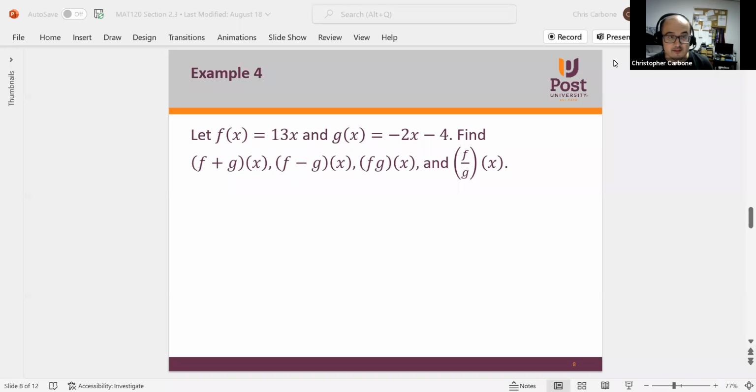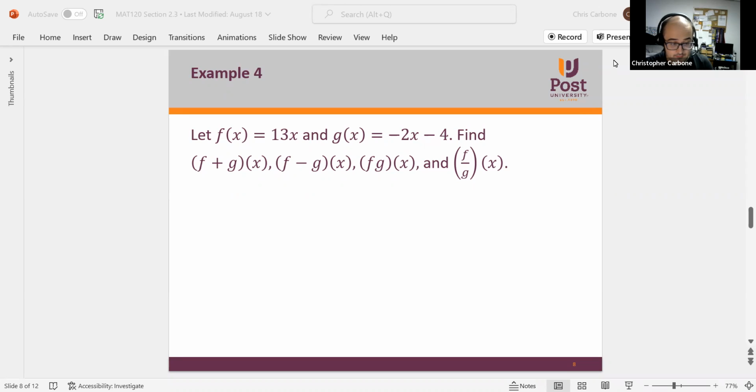Welcome back. This is part 2 of section 2.3 on the algebra of functions. I have a new example here. If we want to let f of x be equal to 13x and g of x to be negative 2x minus 4, we want those different operations: sum, subtraction, multiplication, and division.